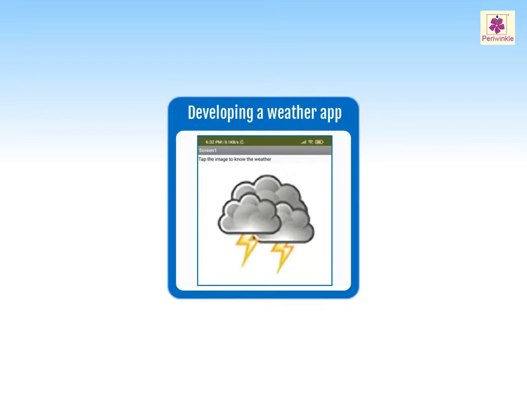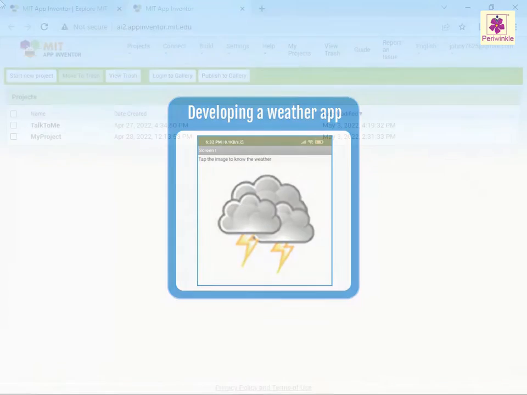Let's develop a weather app that will provide us weather-related information of our local area. You can use the web viewer component, which allows you to display content from the web directly within your app by opening specified web pages. Let's first design the appearance of the app.